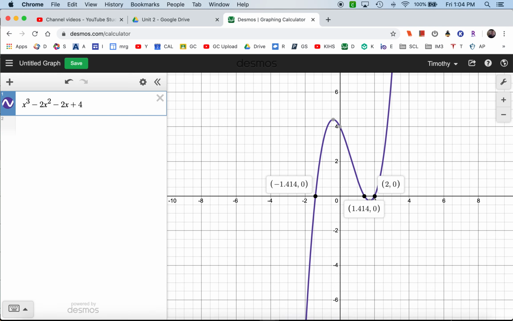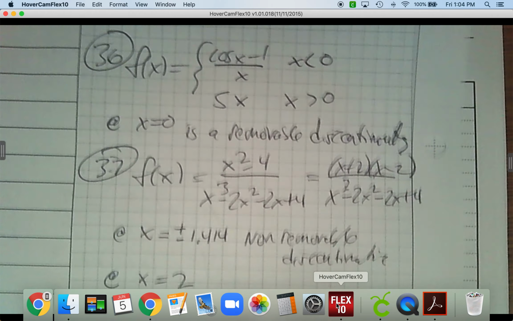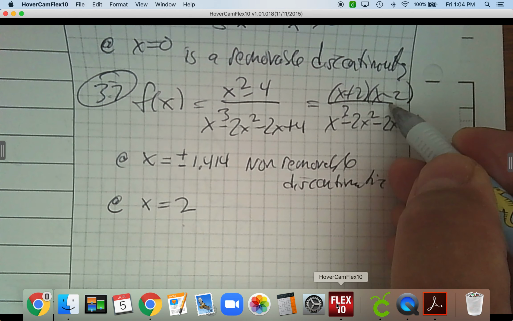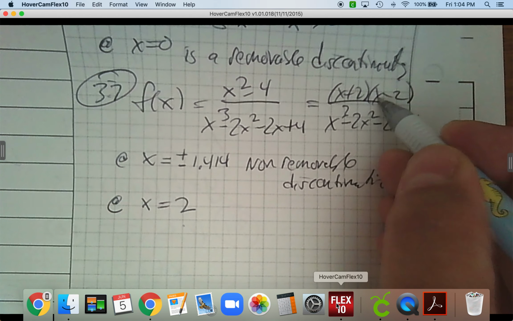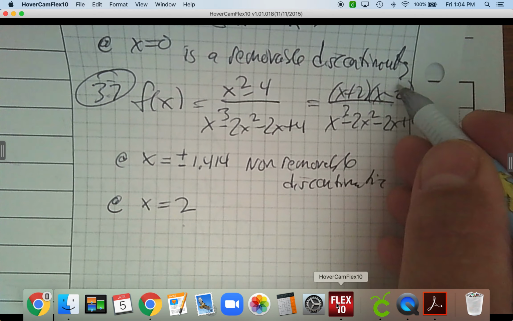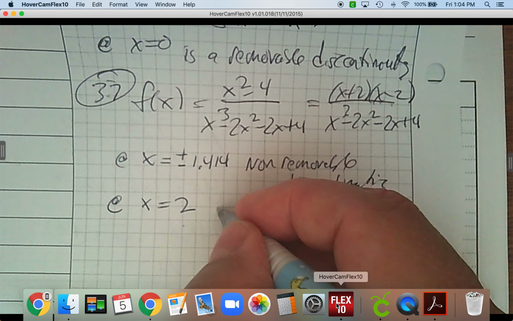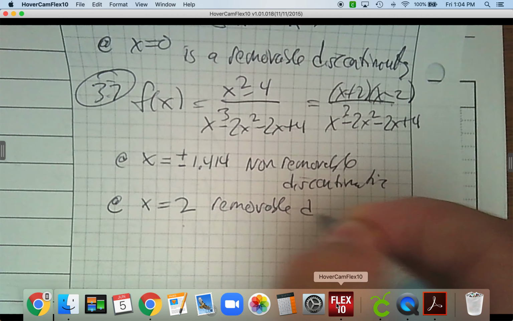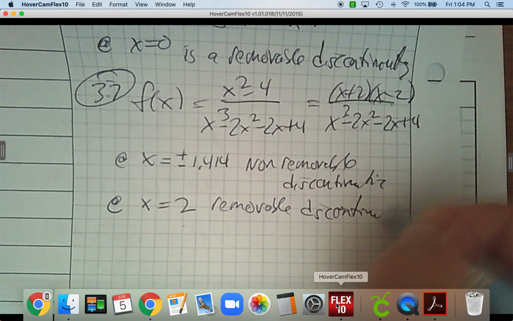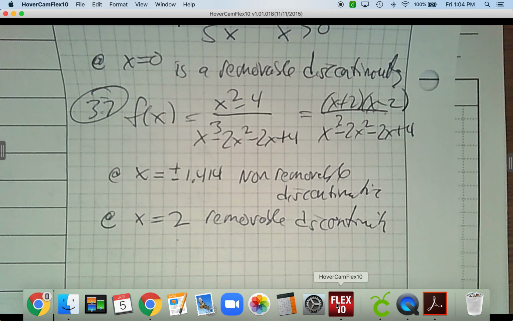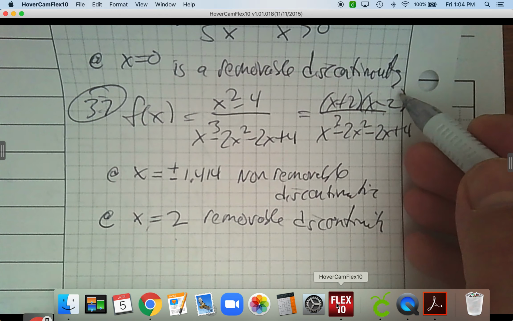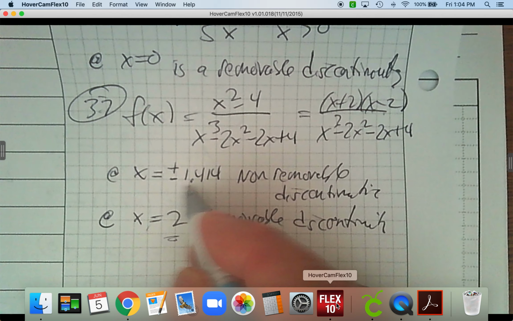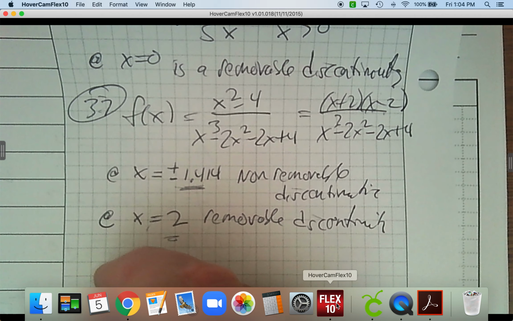Well, I'm going to come back here and recognize that that 0 matches a 0 on top. So positive 2 is also a 0 on top. So you have a 0 over 0. It's removable. And because it's removable at x equals 2, there's a removable discontinuity. So we could remove the 2 and then plug in 2 after you remove it to get an answer. So the limit exists at 2, but does not exist here. These are non-removable.